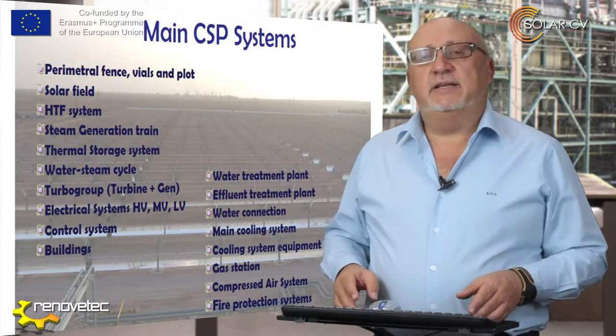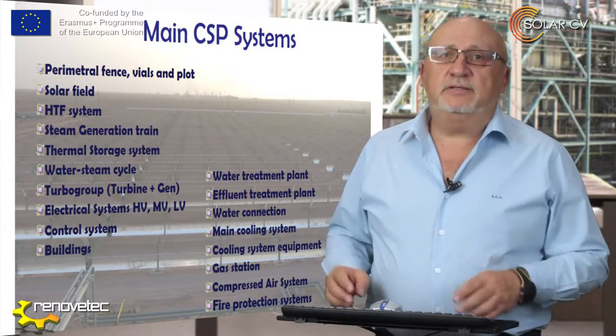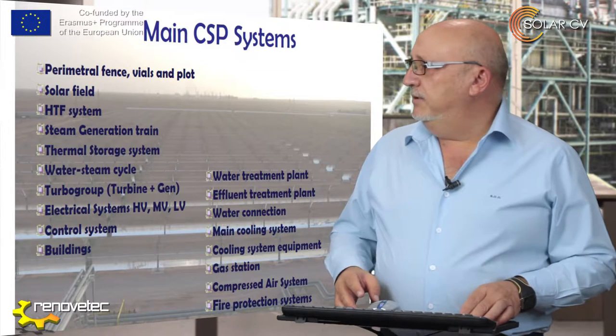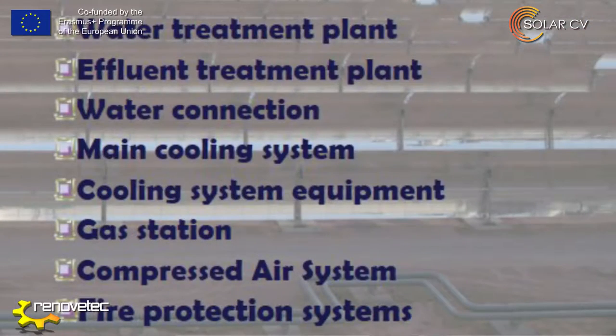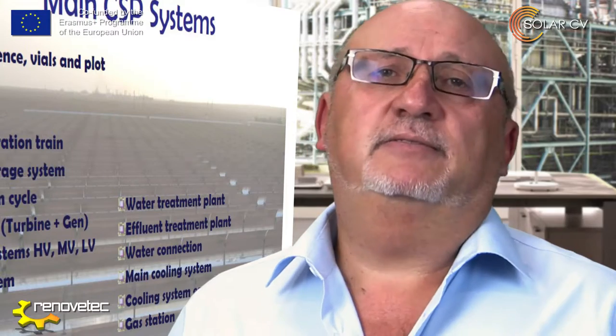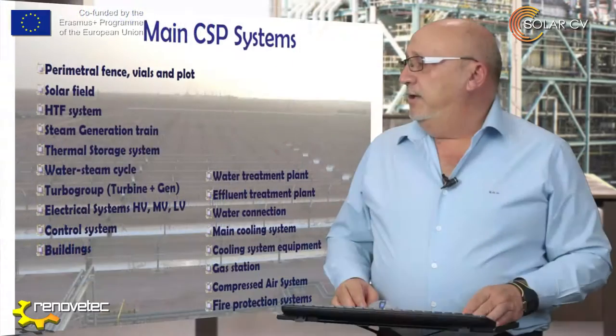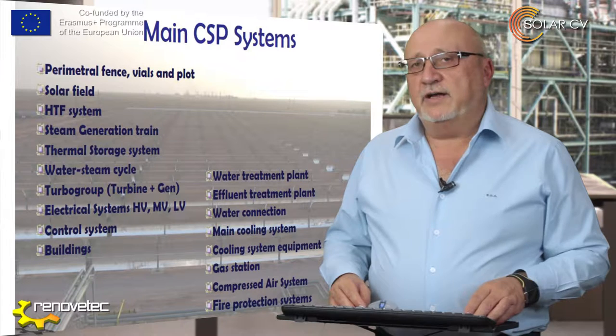But we need some auxiliary systems, normally called BOP, balance of plant systems. There are several systems. The first of them is a water treatment plant to produce water with some quality. We have an effluent treatment plant. We have the water connection. We have the main cooling system, the closed cooling system to cool all the equipment. In some plants we have a gas station, or all the systems that provide auxiliary fuel. It is not allowed in all the plants, only in some of them. We have the compressed air system, and finally we have the fire protection system.